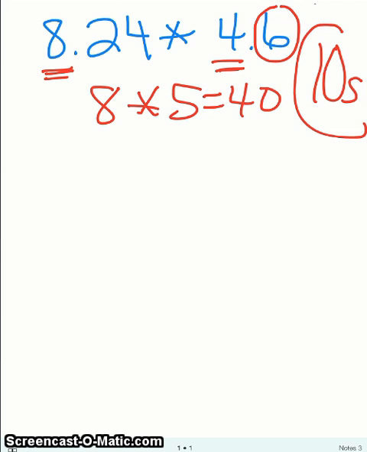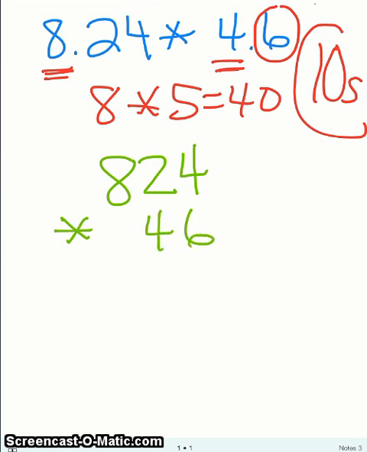Then you're just going to go ahead and solve the problem, rewrite it, ignore the decimals. You don't need to line anything up. So I'm going to get that rewritten here. All right, so you can see I'm going to rewrite the problem, leave out the decimal point, so 824 times 46. Now we simply have a 3-digit by 2-digit problem, just like we were doing yesterday and the day before. I'm going to use the traditional method.